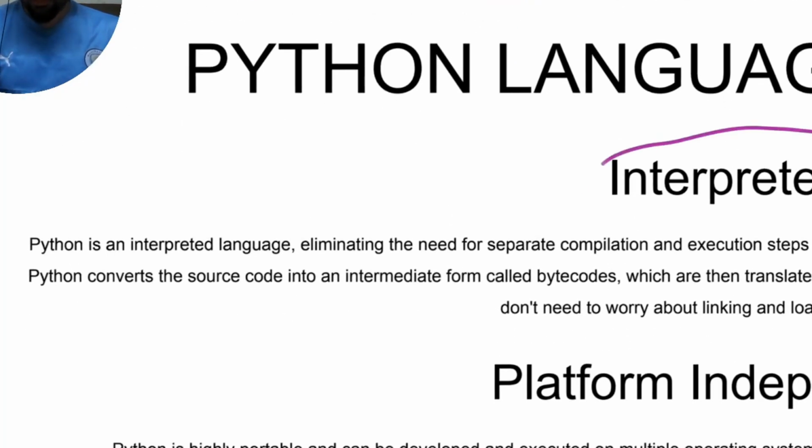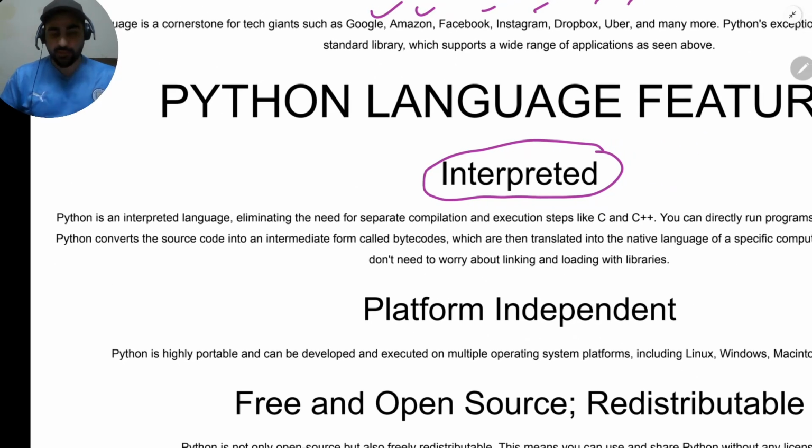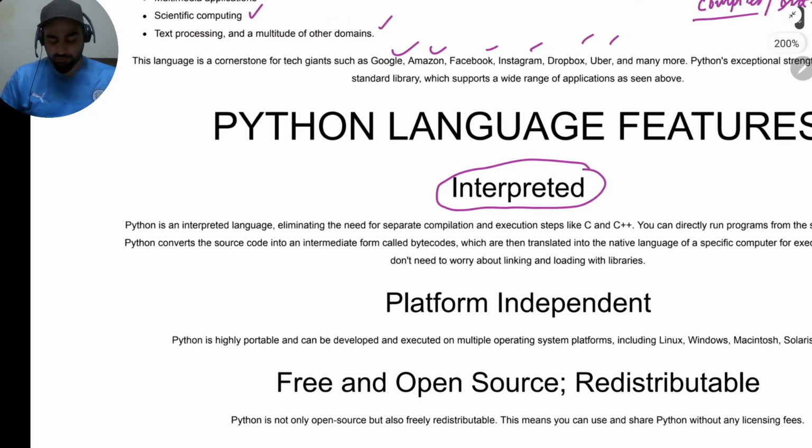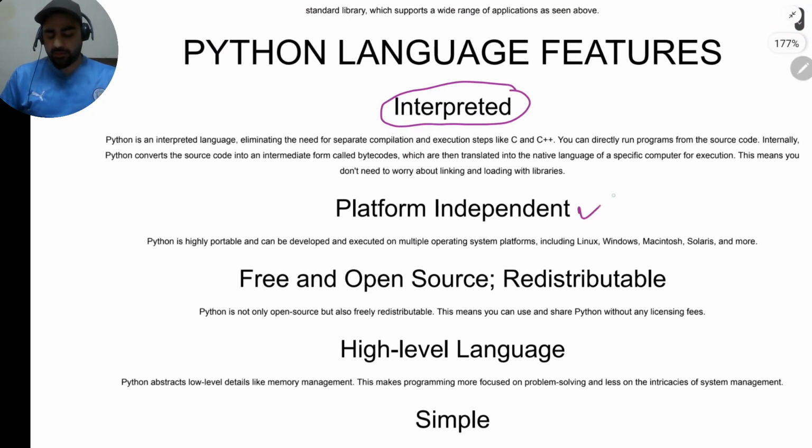I also work in some low-level languages, but most of the time I work in Python. So I spoke about this: what is the meaning of an interpreter-based language? You can just go through these notes if somebody wants to see that. And then platform independent. It's also platform independent.